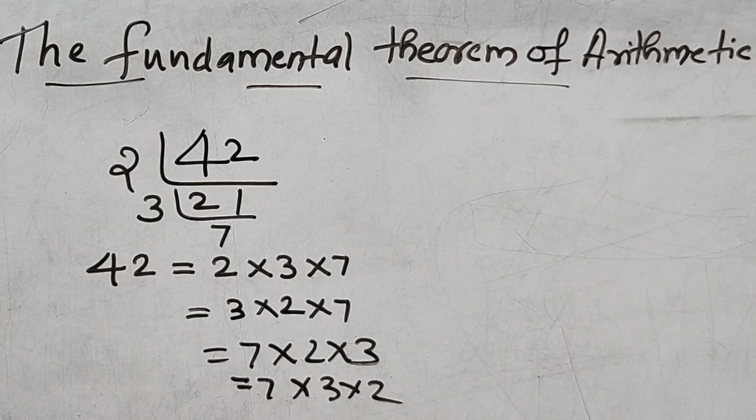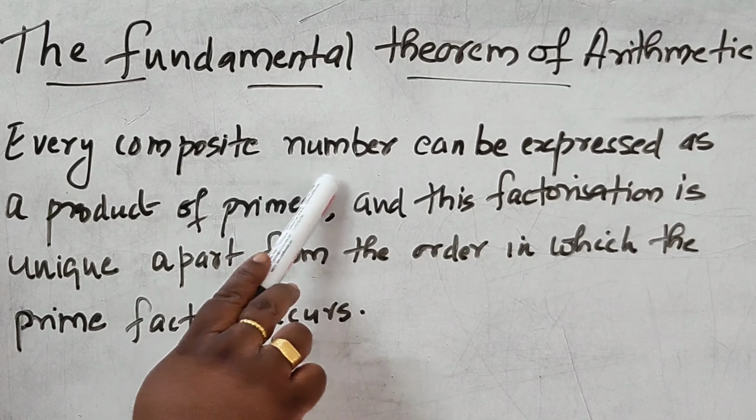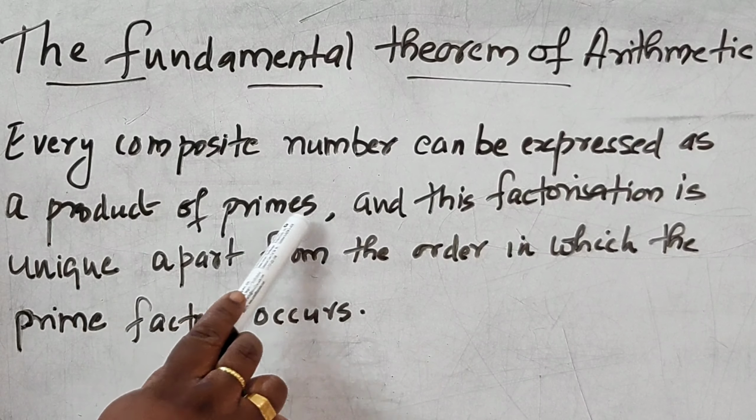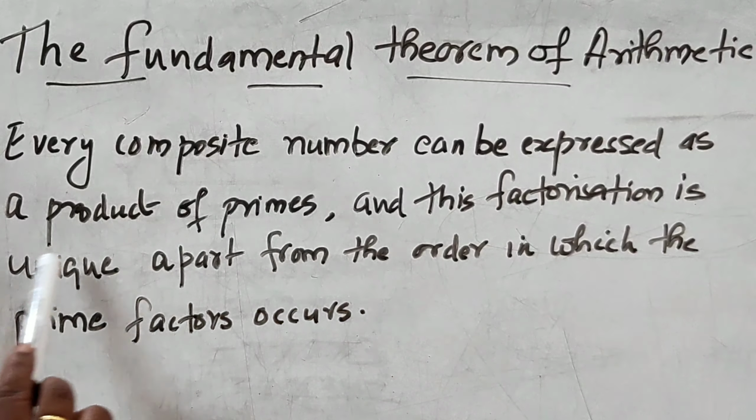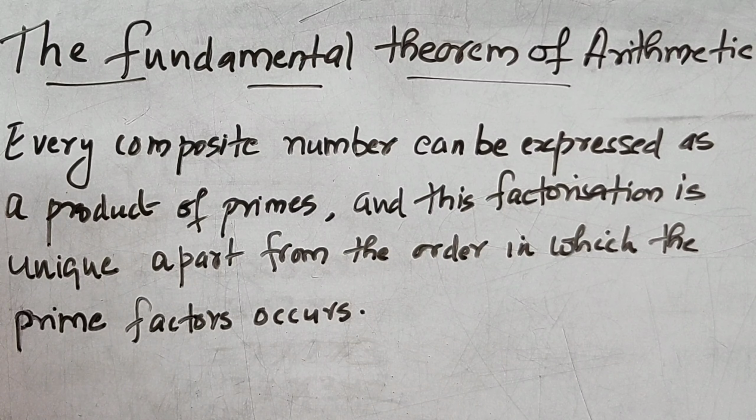So together we get the fundamental theorem of arithmetic. The fundamental theorem of arithmetic states that every composite number can be expressed as a product of primes, and this factorization is unique apart from the order in which the prime factors occur. Using this theorem, we can find the HCF, LCM, etc. That is the application of the fundamental theorem of arithmetic.